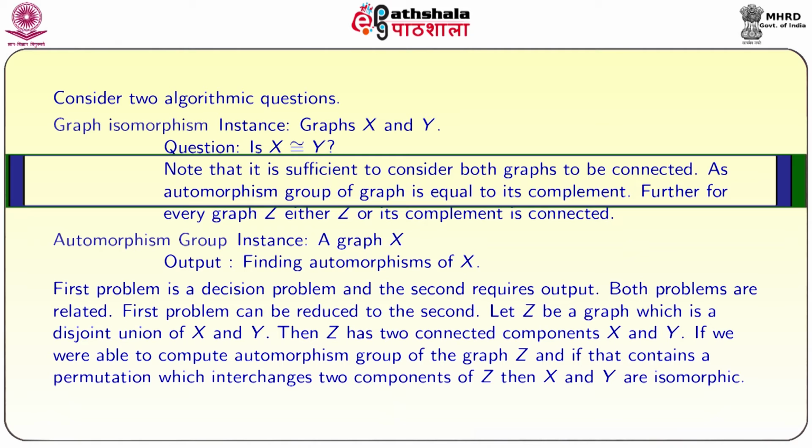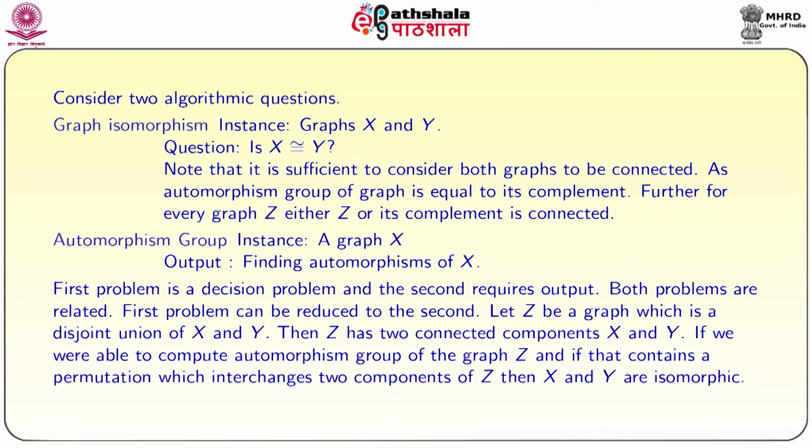If the graphs are disconnected, it is sufficient to show whether the connected components are isomorphic or not. As the automorphism group of a graph is equal to that of its complement, and we know that either the given graph X is connected or its complement is connected, if X is isomorphic to Y, then X complement is also isomorphic to Y complement. Hence it is sufficient to assume that both graphs are connected. Further, for every graph Z, either Z or its complement is connected, that is why we are assuming both X and Y are connected.